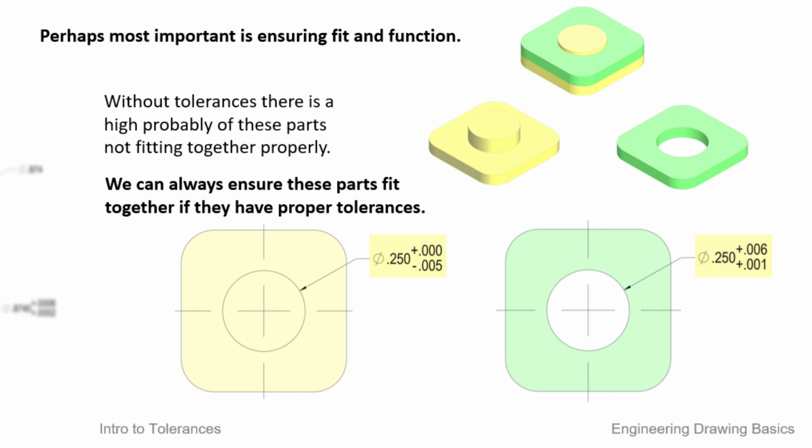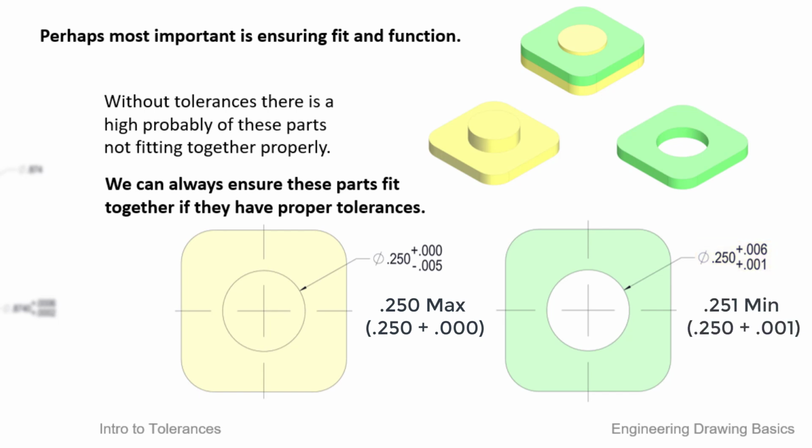Now, we won't go into detail too much on why these will always fit together, but as you can see on the yellow part, it can't ever get larger than 0.250. That is the upper limit. And for this green part, the hole can never get smaller than 0.251.